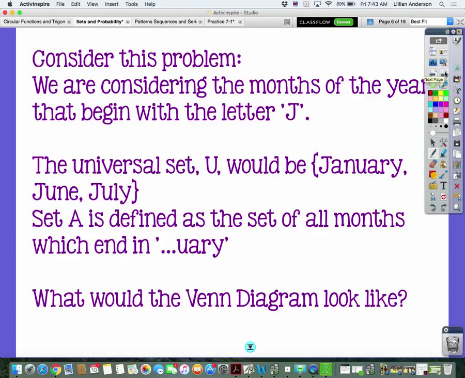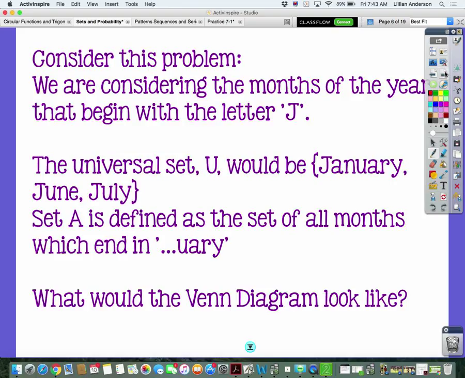Okay? Now consider this problem. It says we are considering the months of the year that begin with the letter J. The universal set U would be those months of the year that begin with the letter J. So that would be January, June, and July, as you see there. Now, we're going to let set A be defined as the set of all months which end in January. Okay? What would this Venn diagram look like?